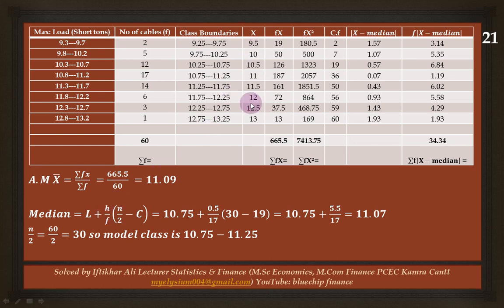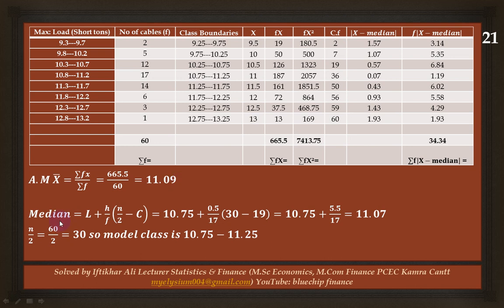Here you can see that the difference is 0.5, and now we calculate fx, f multiplied by x. 9.5 multiplied by 2, 10 multiplied by 5, 10.5 multiplied by 12 and so on, and sum of fx equals 665.5 and sum of f equals 60. So after putting the values into the formula, mean is 11.09.